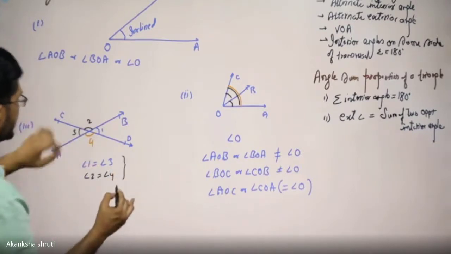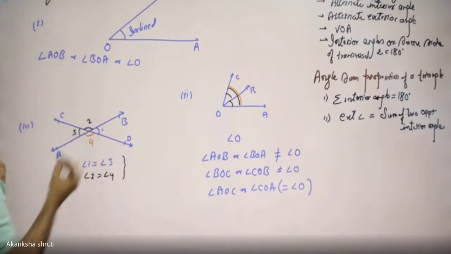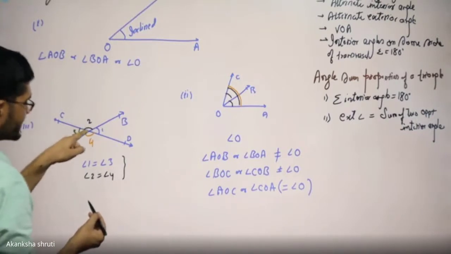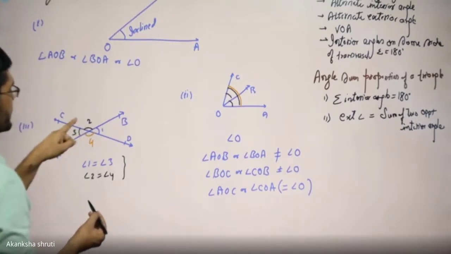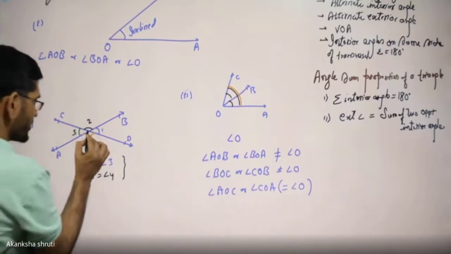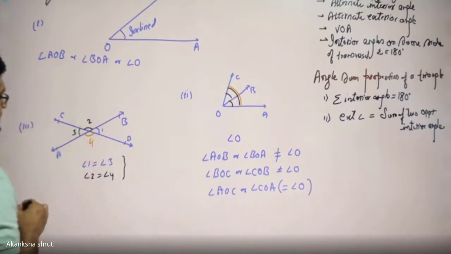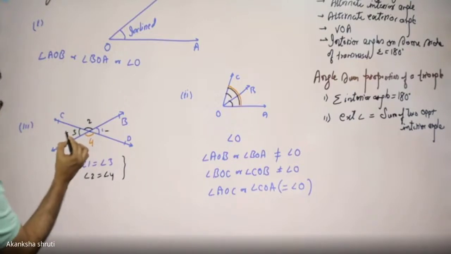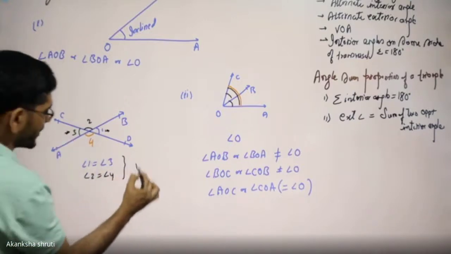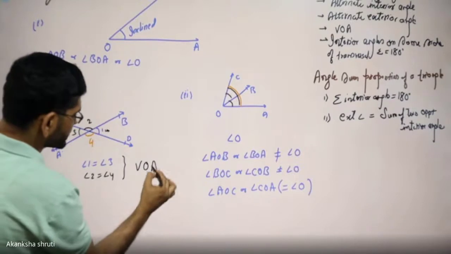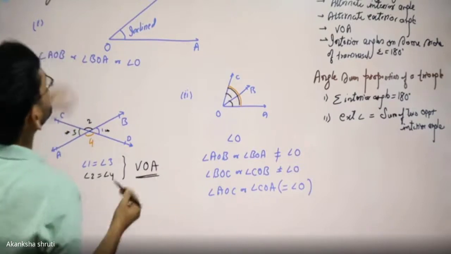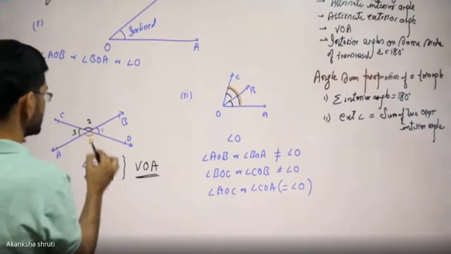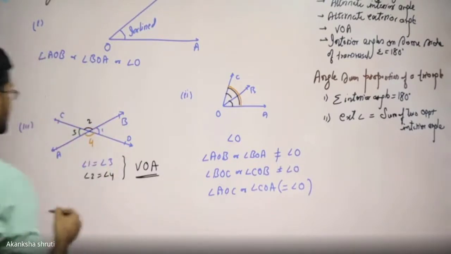This relation, where the angles are formed at the common intersecting point, means they have the common vertex. Then these two are opposite to each other. Therefore, these are called vertically opposite angles. We will learn about this in more detail. This and this are opposite to this vertex.